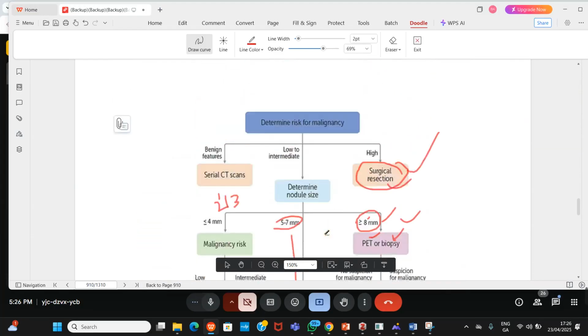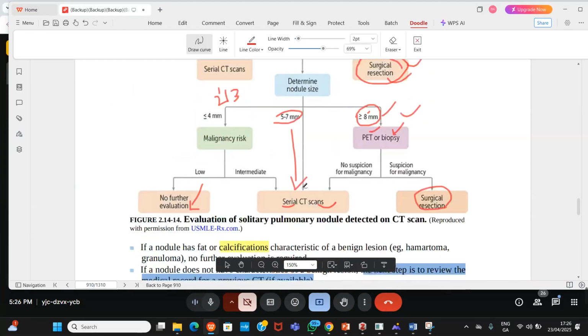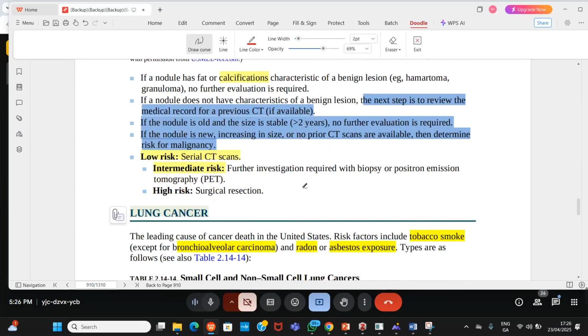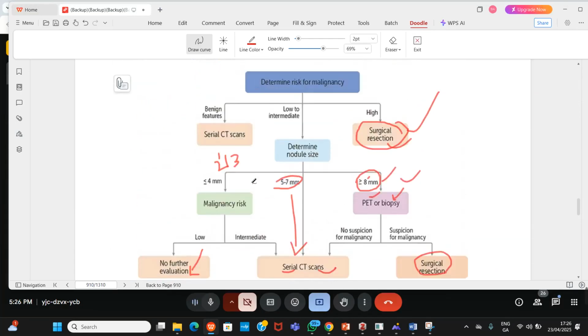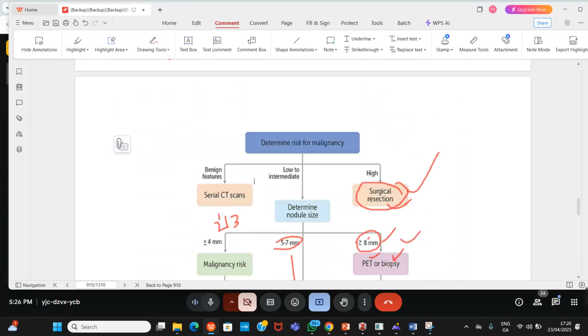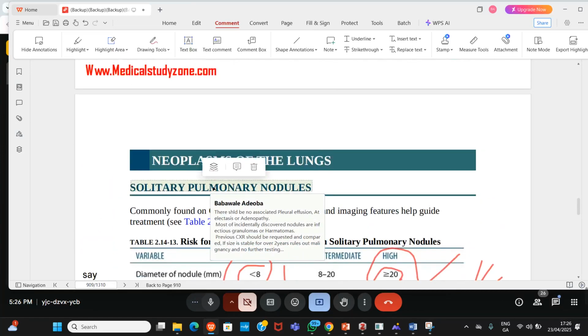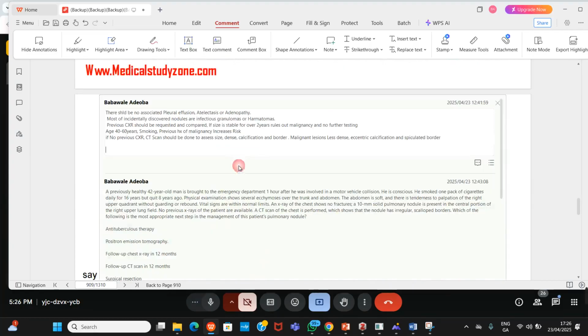So if the size is 8 and more, go and do a PET scan because that's a very high risk for malignancy. Despite being intermediate, there's still high risk. So you do a PET scan and biopsy to see whatever is there. If you think it's malignancy, go and remove it completely. If it's not malignancy, but because it's 8, do your serial CT scan for 2 to 3 years. If it's between 5 to 7, don't do PET or biopsy. Just do serial imaging for 2 to 3 years.